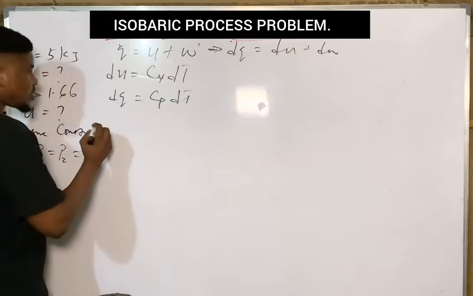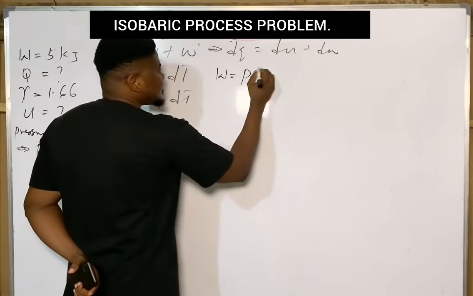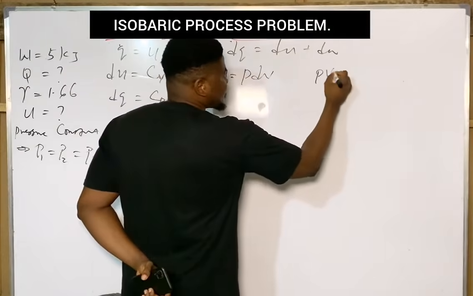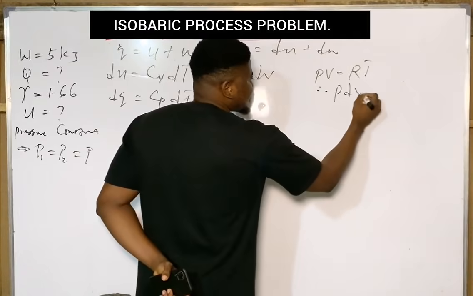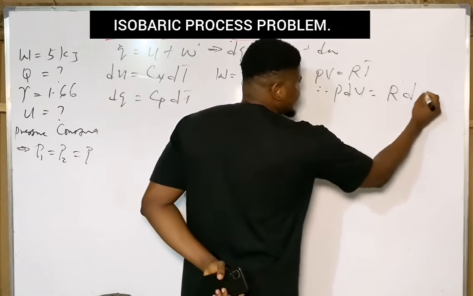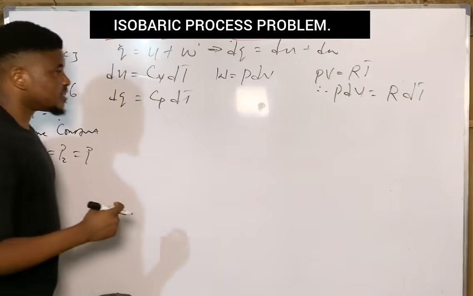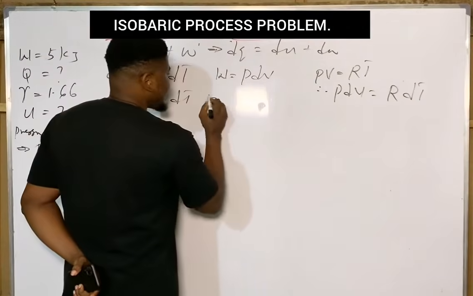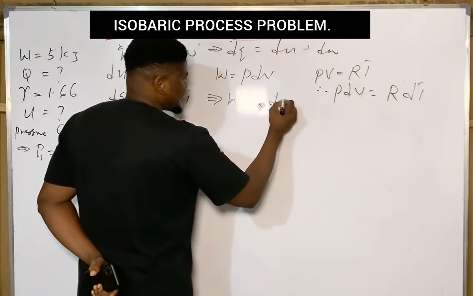Now our work done is equal to P dV, and we know the equation of state, PV equals RT. Therefore P dV is going to be equal to R dT, because R is a constant. So P dV becomes R dT. This simply means that our work done is going to be equal to R dT.